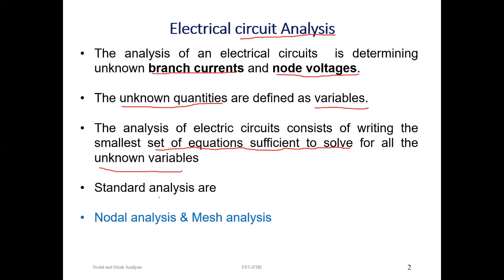So electrical circuit analysis is a standard analysis used to determine the unknown branch currents and node voltages. There are two different types of electrical circuit analysis. One is nodal analysis, another is mesh analysis. In this lecture, we'll study nodal analysis.